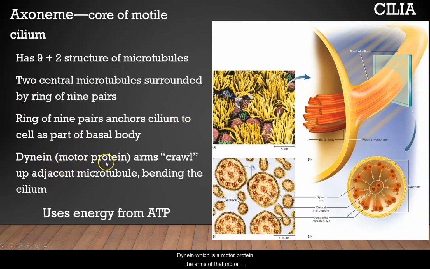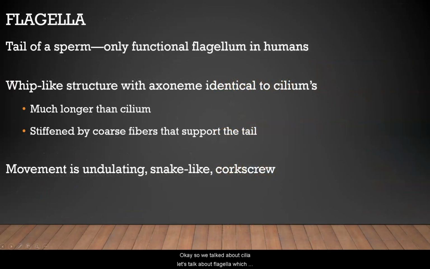Dynein, which is a motor protein, the arms of that motor protein actually crawl up adjacent microtubules, which makes them bend. So that's a really cool video if you've never seen it. And this of course uses energy from ATP. Okay, so we talked about cilia.